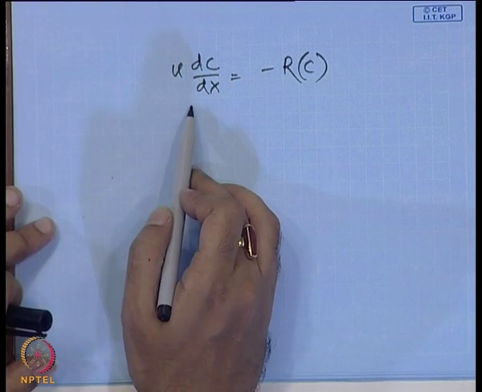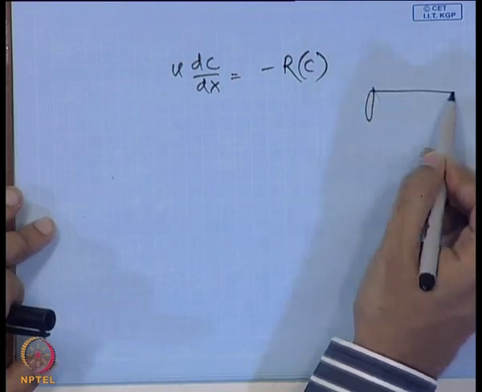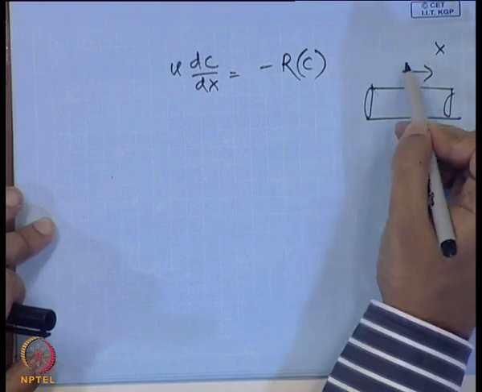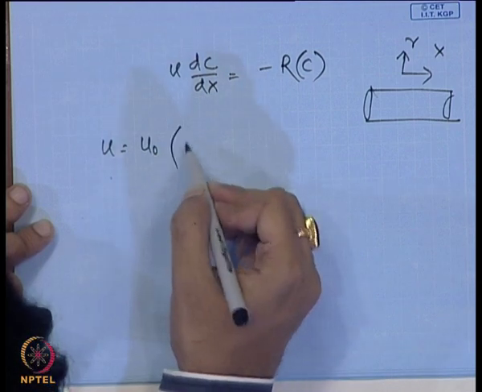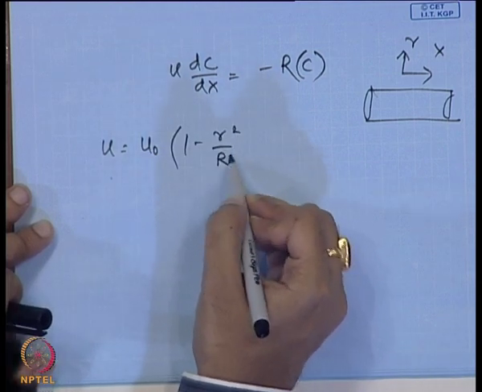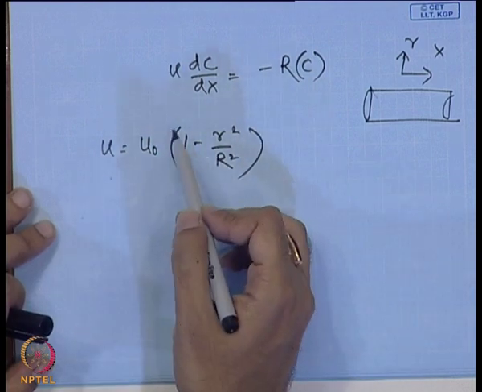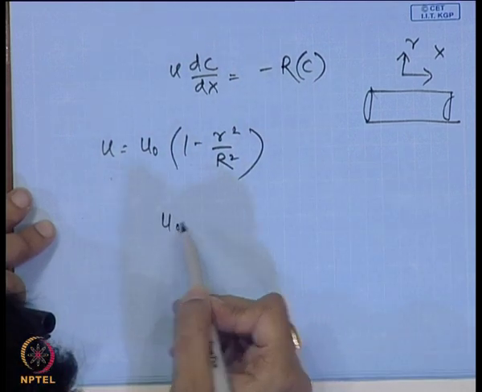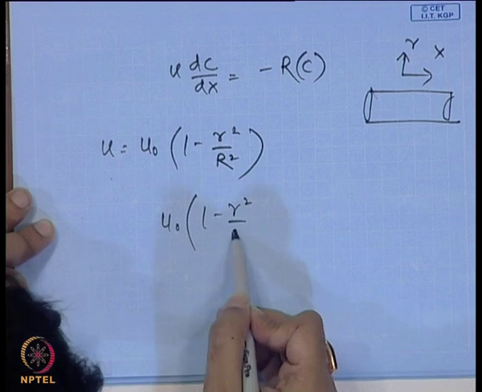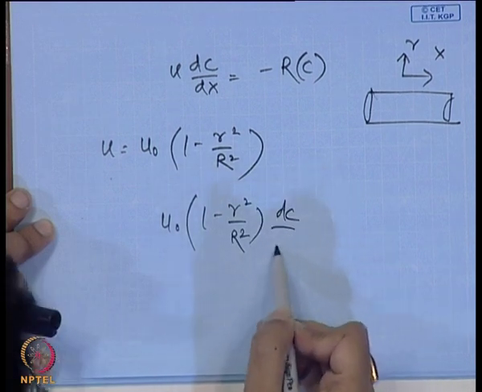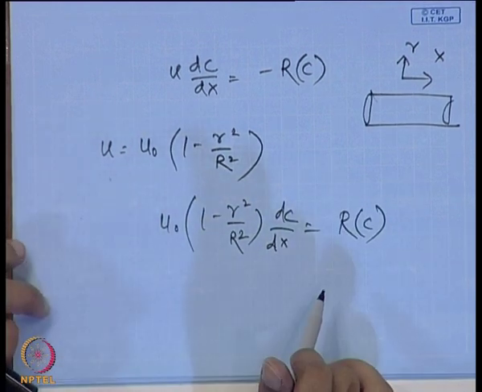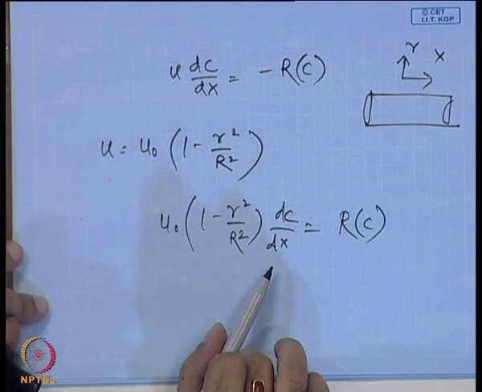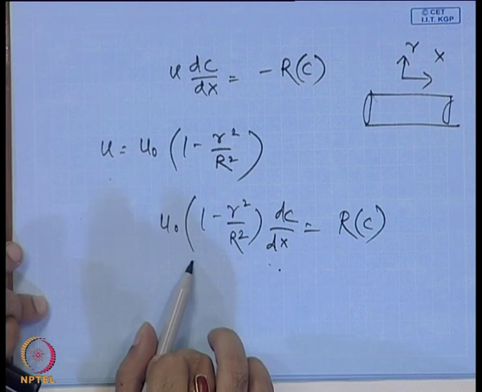Now, this is in x. So, this is my reactor, and this is the x direction, and this is the R direction. Now, if U equals U naught times 1 minus R square over R square, then how do you solve it? If I put it back over here, U naught times 1 minus R square over R square del C del x equals R of C, how do you solve it? You see what I am trying to say? The difficulty of solving it. Why? Because the differential in the x direction, and then you have a term in the radial direction. So, how do you solve it? There is no way to solve it.